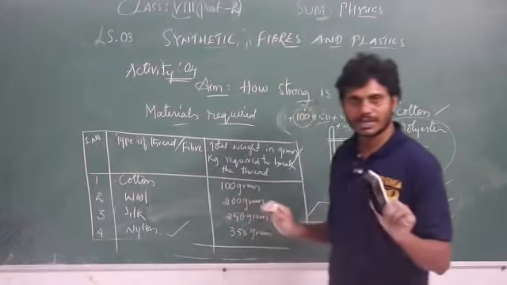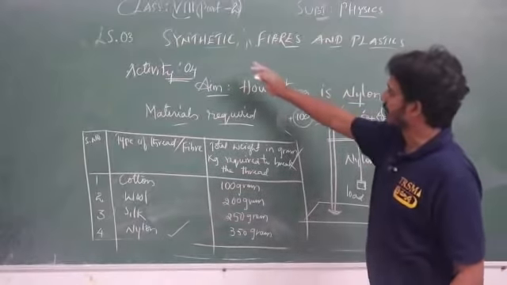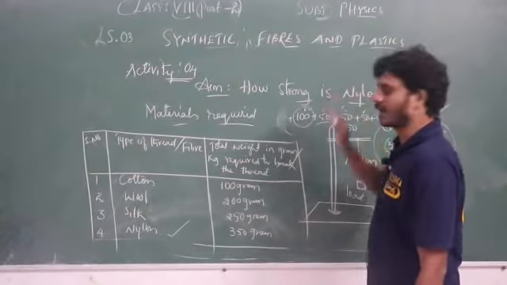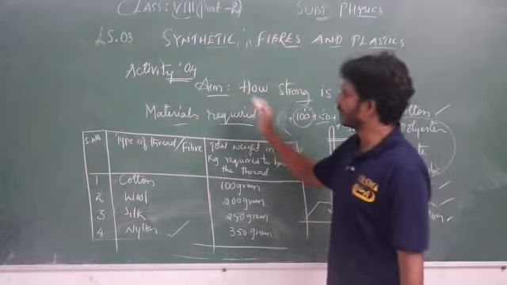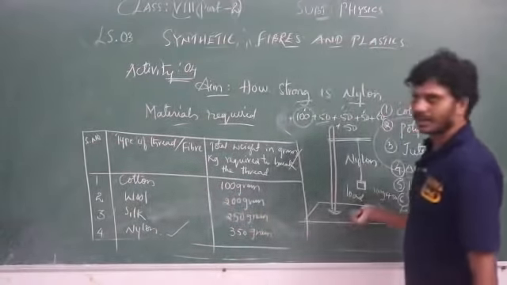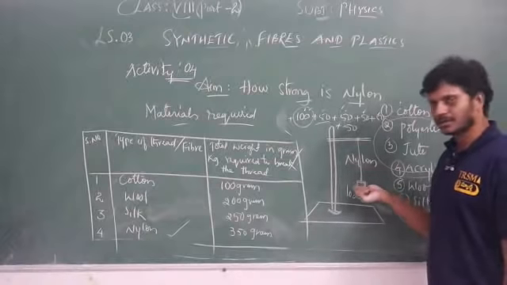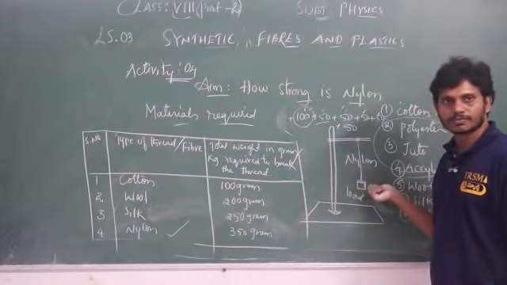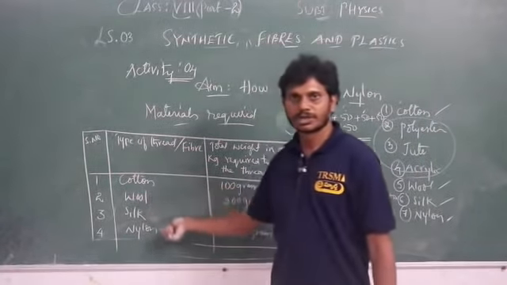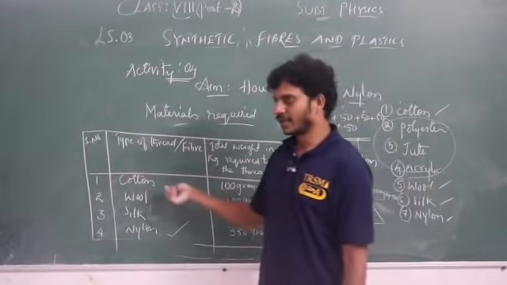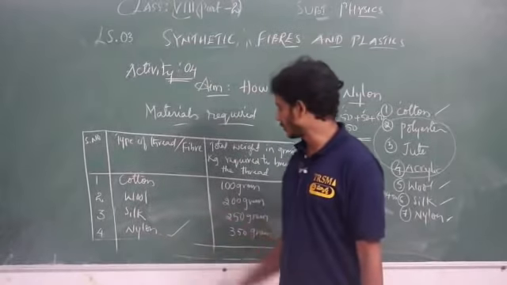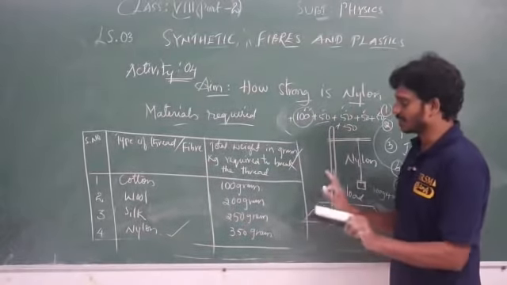First, listen once again. This activity 4 is to find the strength of different fibers. What are the different materials required? A stand here, and also measuring stones, and also different fibers. Different fibers are different threads, like cotton, wool, silk, nylon. So these are the materials required.